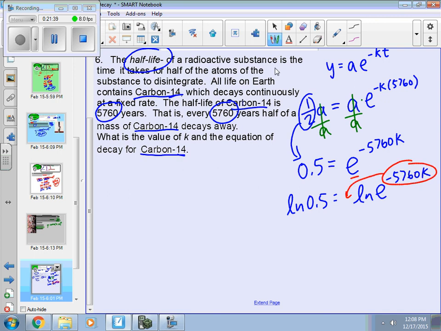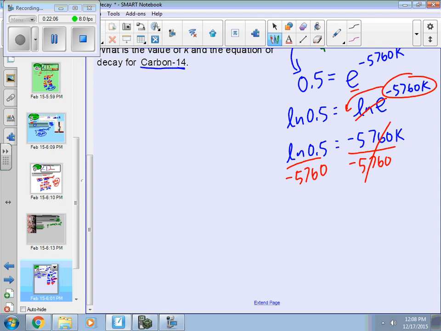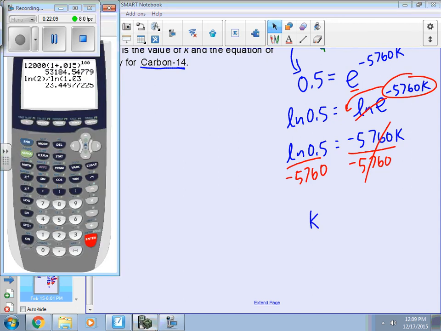And the nice thing here about using natural log is that natural log of e, like we talked about in previous notes, is 1. So that's gone. So we're just left with that negative 5,760k. Last step, divide, and we can find our answer. So if we divide by this number, k is by itself now. So we can figure out what that k value is going to be.